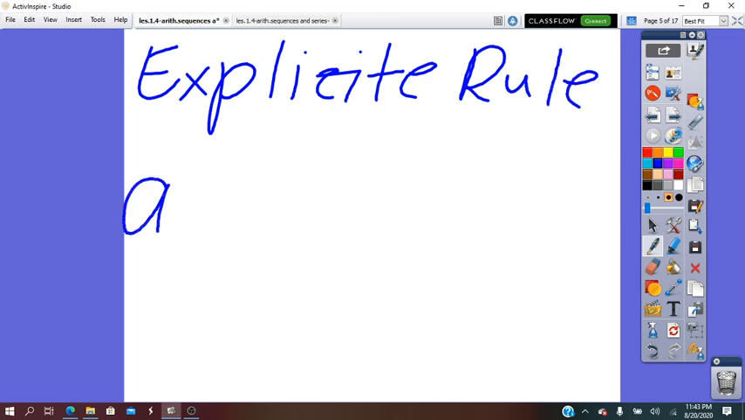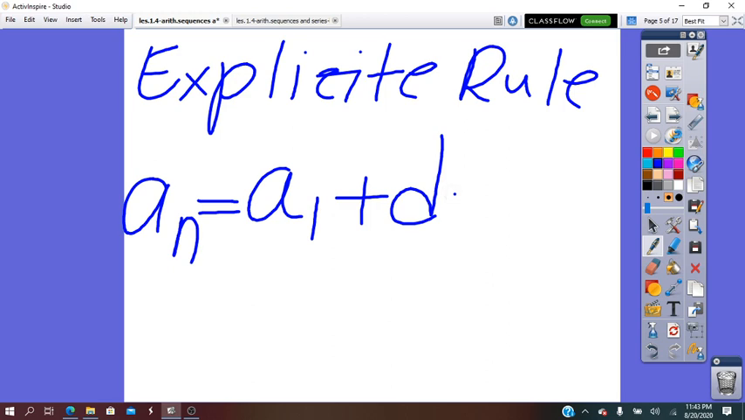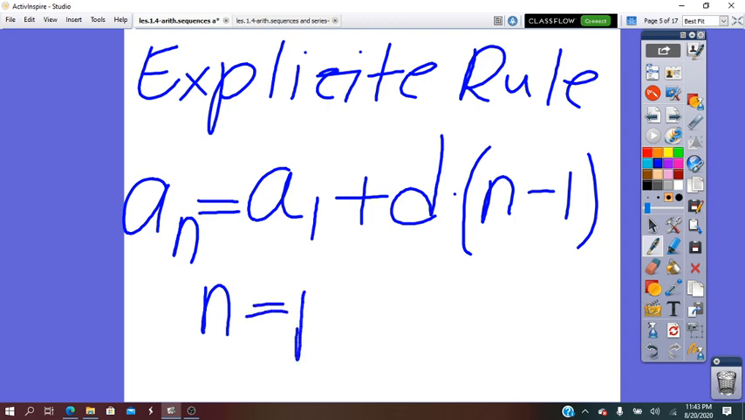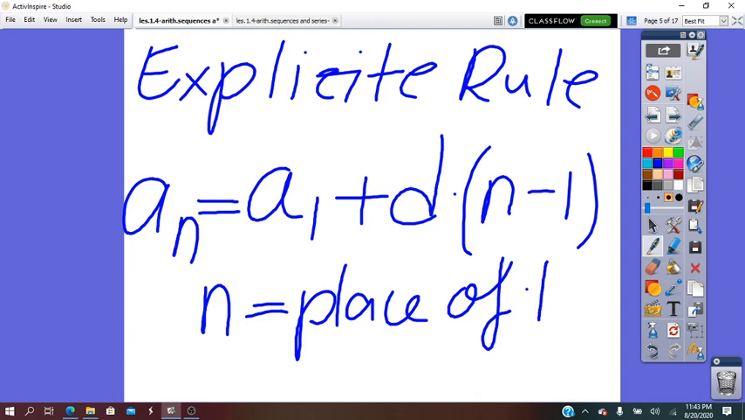In the explicit rule, the nth term equals the first one, A1, plus the common difference times n minus 1, in which n represents the place of the term. For example, the first one, the fifth one, the sixth one, the 100th one, and so on.